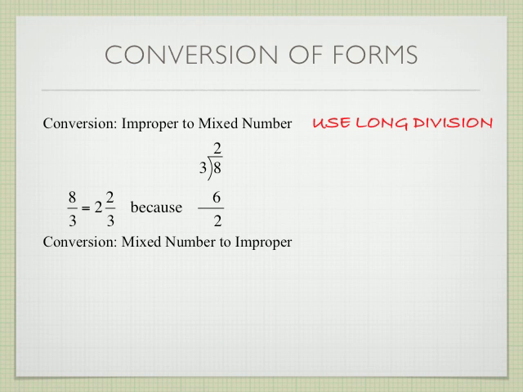So the thing on top of the divide sign becomes your whole number. Your remainder becomes your numerator, and the thing you're dividing by becomes your denominator.